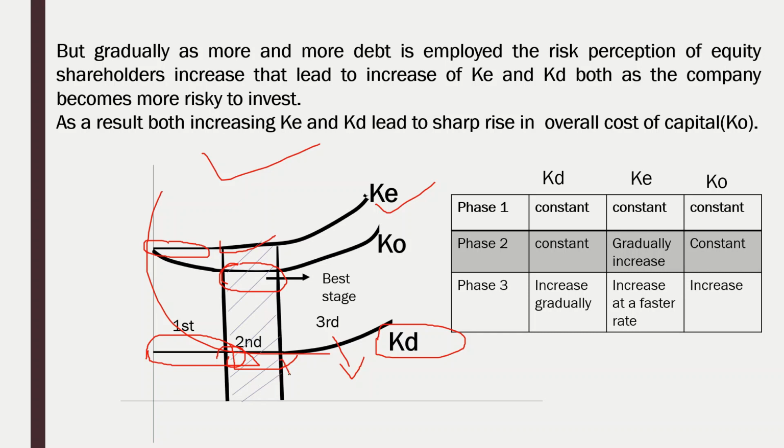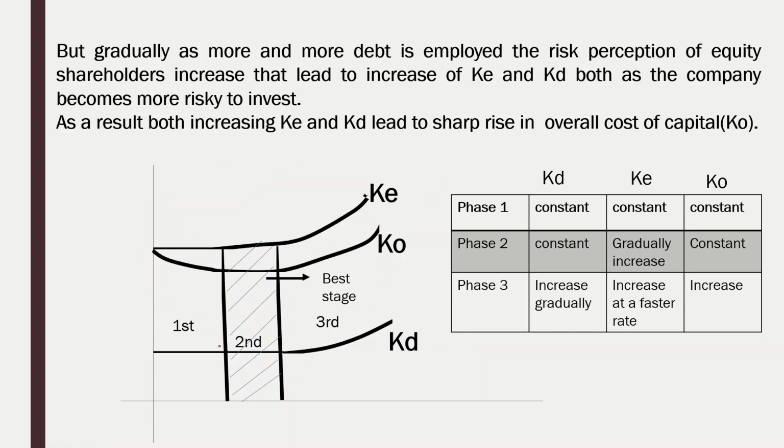But as more and more debt is gradually employed in your company, that will lead to both KD and KE increasing, and KO also starts increasing. So even if companies increase their debt beyond the limit, KO is still declining at first, but as more and more debt is employed, it will increase our overall cost of capital. So we can say that our second stage is the best stage for our capital structure, and we should not use more debt beyond this stage.